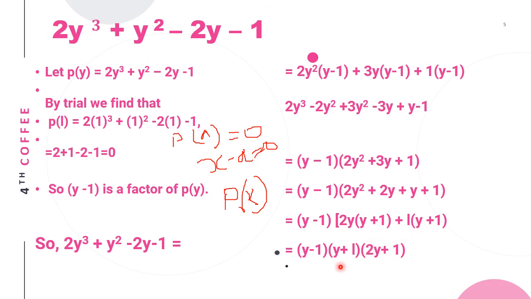and y plus 1 is the second factor. So there are three factors: y minus 1, which we already found out, and then y plus 1 and 2y plus 1, which we are finding by splitting the middle term.